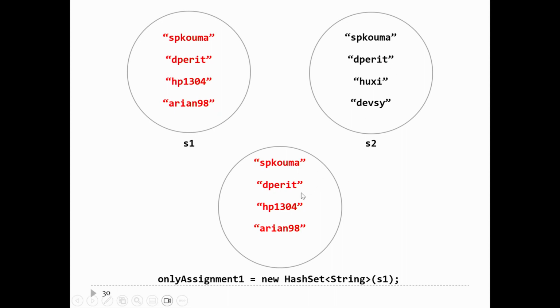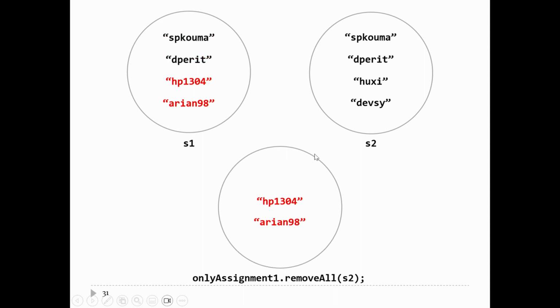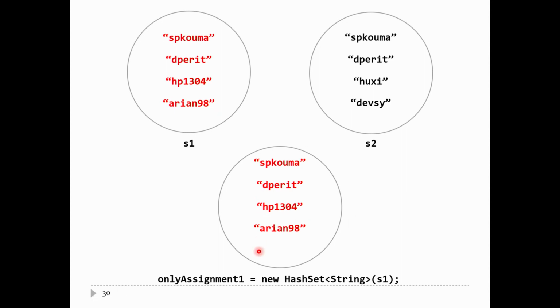Does dparrot show up here? Yes, so it's going to get removed. Does who's-e show up here? The answer is no. So it does not get removed from the first set. It also does not get added to the first set. Does dev-c appear here? The answer is no. So it does not get removed from here, and it does not get added either. And so this produces the set HP1304 and Arian 98. It keeps only the ones here that are not in here.